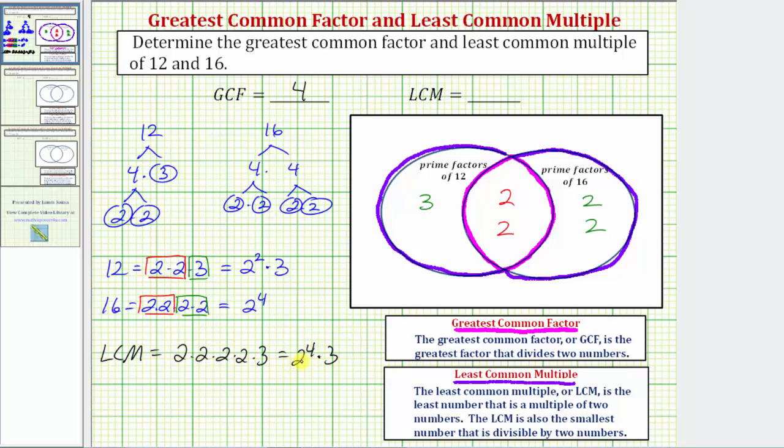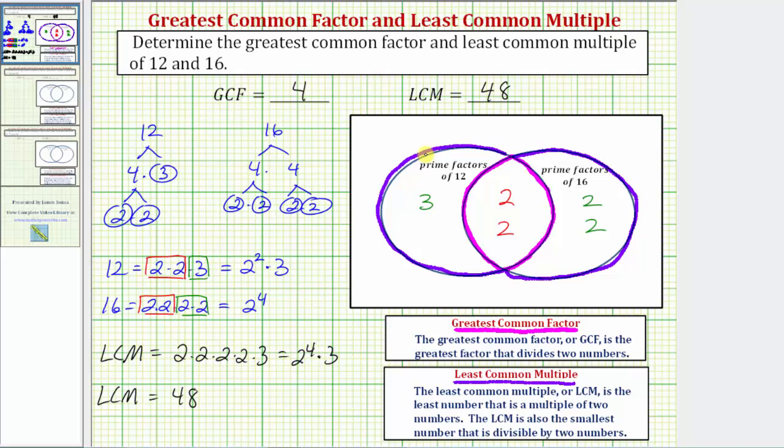2 to the fourth is equal to 16. 16 times 3 equals 48, so the LCM is equal to 48. 48 is the smallest or least number that is a multiple of both 12 and 16. It's also the smallest number that is divisible by both 12 and 16.